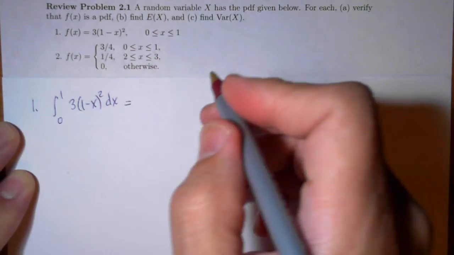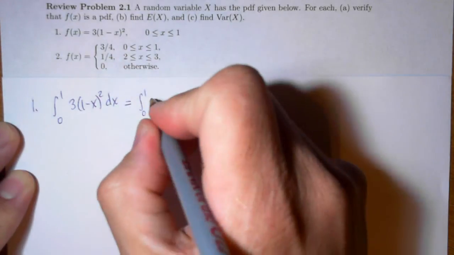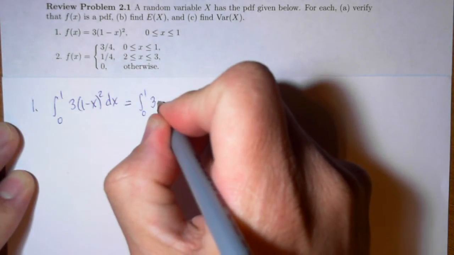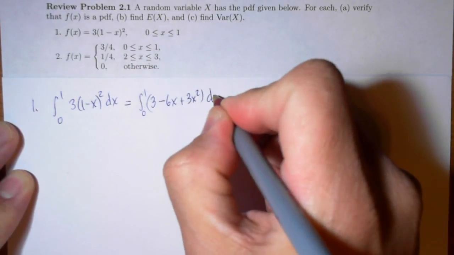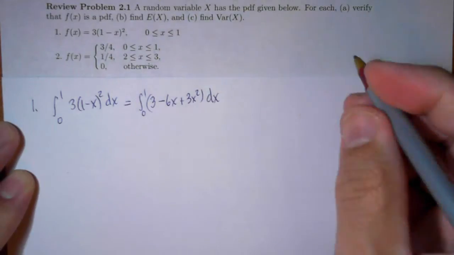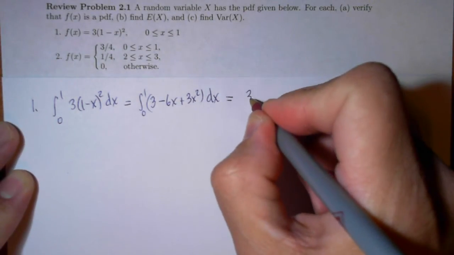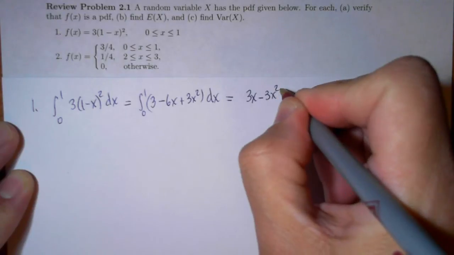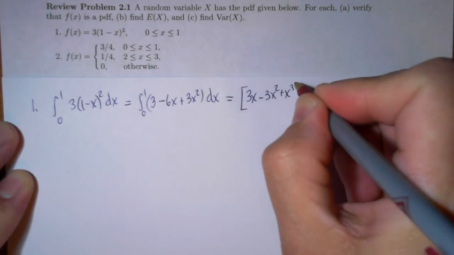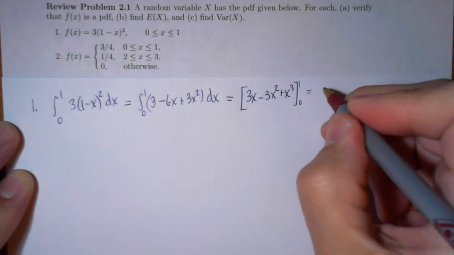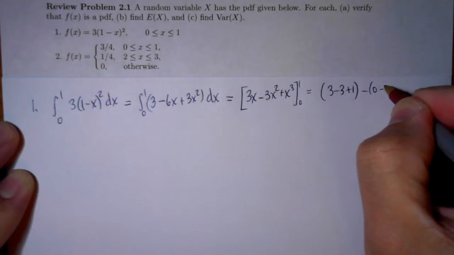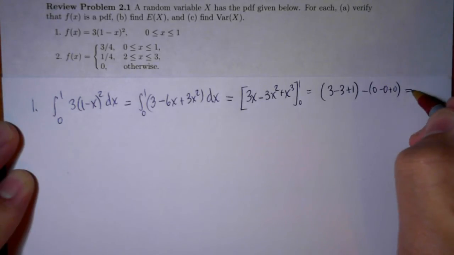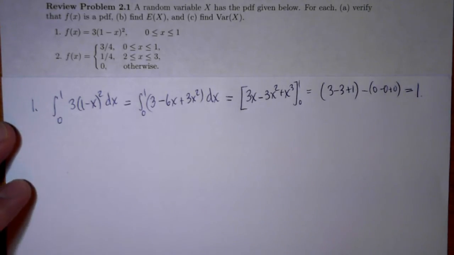And there's several ways to do this. The simplest way, perhaps, is by just simply multiplying the blasted thing out: 3 minus 6x plus 3x squared dx. And then we get that this is equal to 3x minus 3x squared plus x cubed, evaluated from 0 to 1. Plugging in 1, we get 3 minus 3 plus 1. Plug in 0, we get simply 0. And so the integral is 1, and so that confirms that it is a PDF.